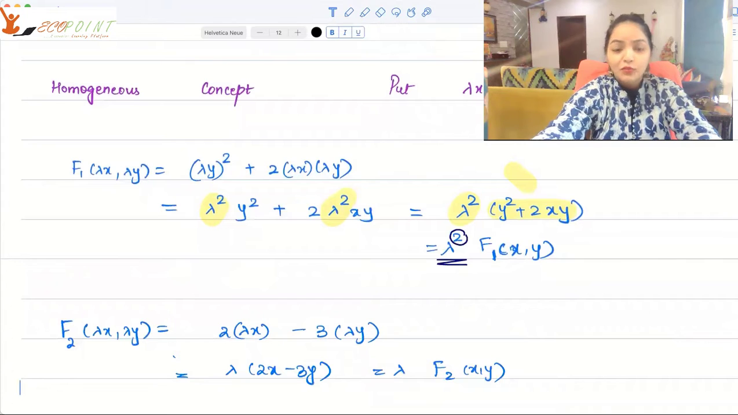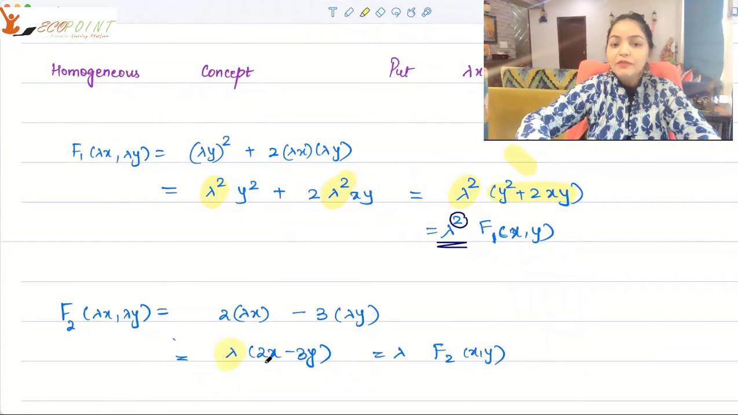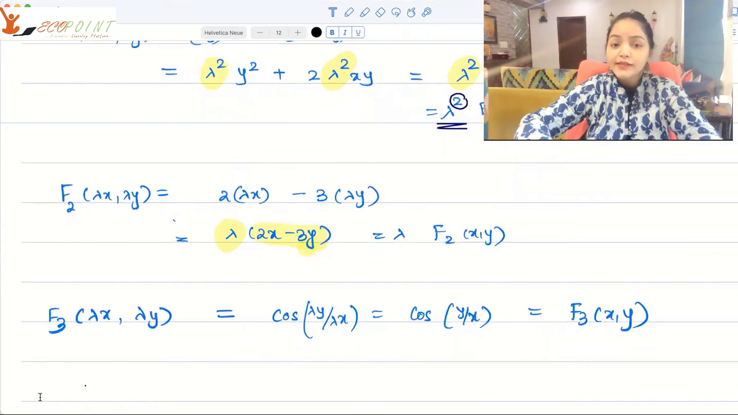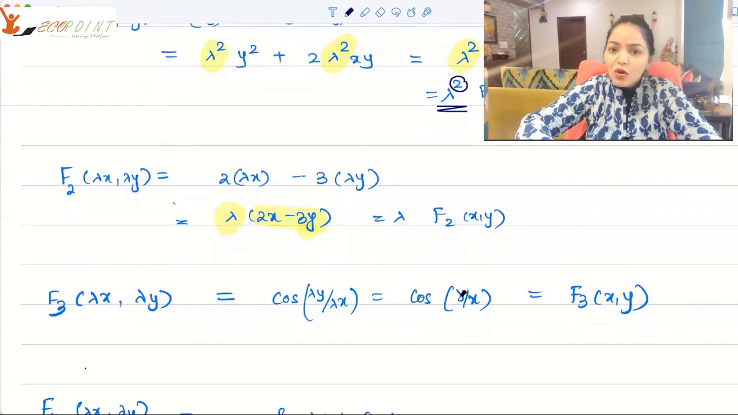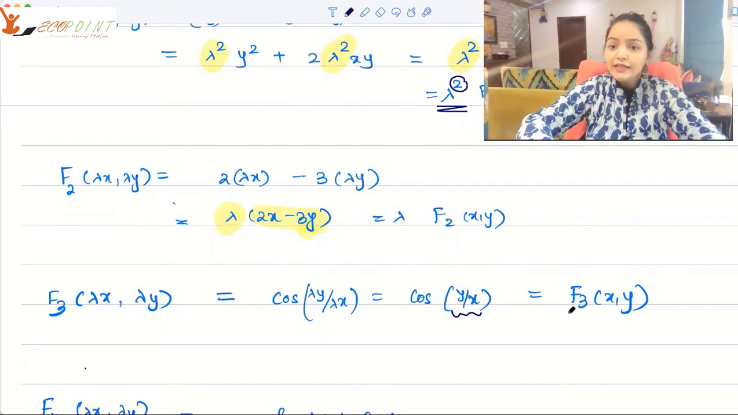So let's take f2. In place of x and y, put lambda x, lambda y, you will get lambda times (2x minus 3y), which means that you essentially have lambda times f2 itself. Now let's take the third function, f3, which was cos of y by x. Now instead of y by x, we'll have lambda y upon lambda x, which makes it again cos of y by x, which means it's nothing but f3 itself. There is no change in the function, right?